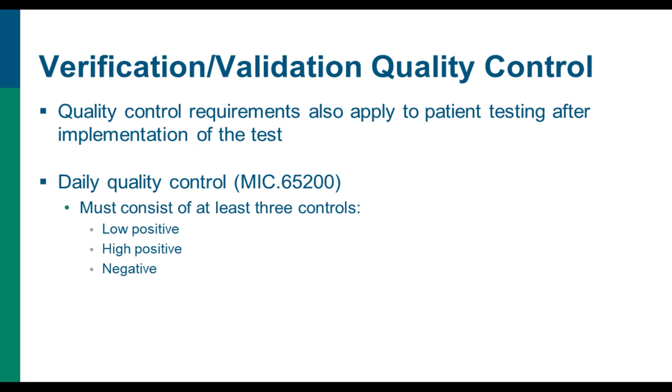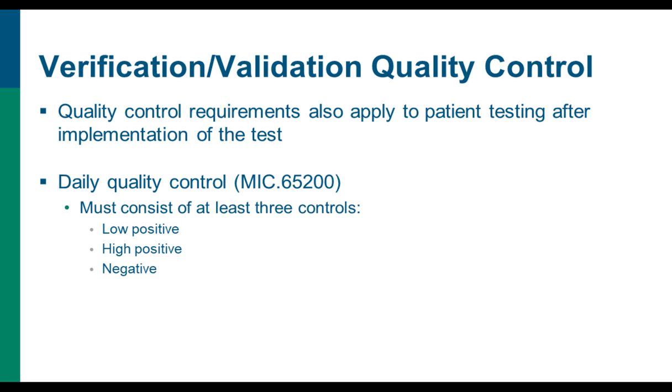Once you have your curve figured out, then you'll want to start running patient specimens. With patient specimens, you'll want to run quality control. The quality control requirements also apply to patient testing after you implement it. As far as what's required for daily quality control, for quantitative assays it must consist of at least 3 controls: a low positive, a high positive, and a negative. And similar with a lot of these things, there's no definition of what constitutes a low or high positive. It's kind of a relative term.